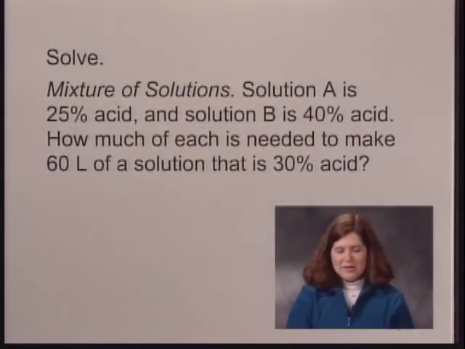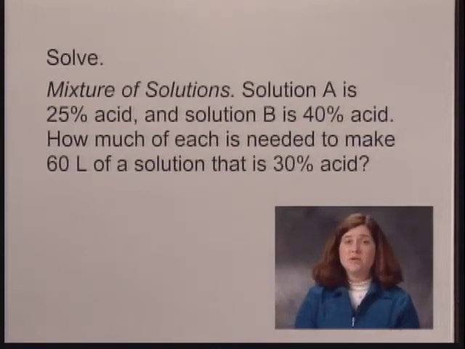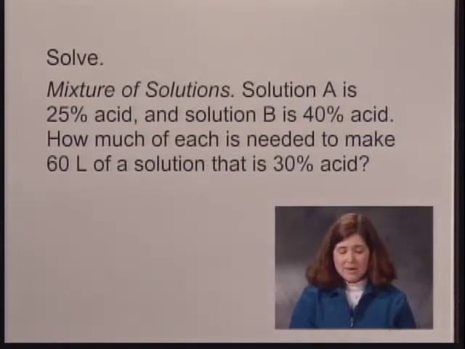In this problem, we'll look at mixing acid solutions. We're given that solution A is 25% acid, solution B is 40% acid, and we're asked how much is needed to make 60 liters of a solution that is 30% acid.